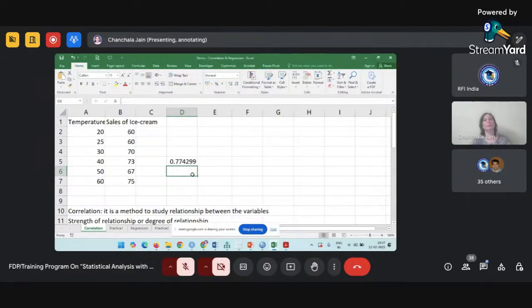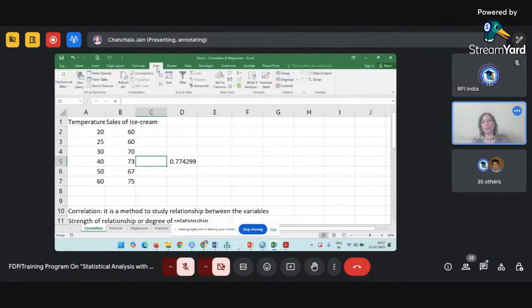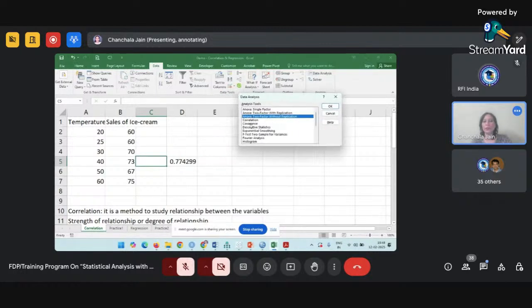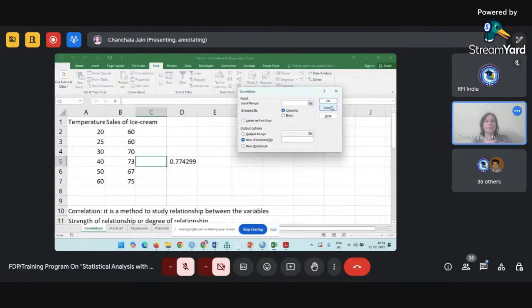Fine. Now, using the data analysis tool pack, we can also apply this. So you need to go to the data tab, and here I'll select the data analysis tool. Here you need to see that at the fourth position this correlation is available. You need to select this and click on OK.